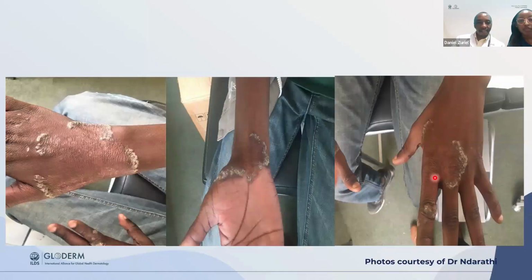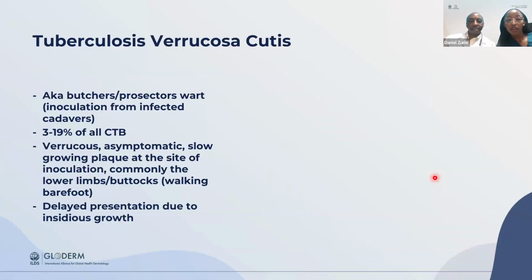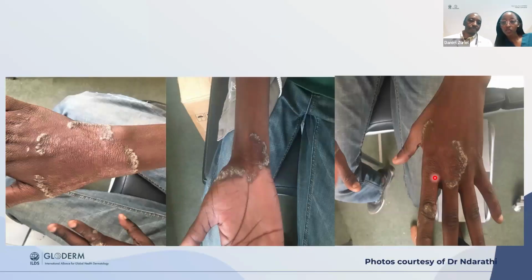Yes, these are other examples of verrucosa. This is a patient that we also saw at our facility. This gentleman had presented with plaques on the dorsum of the bilateral hands and also on the volar aspects of the arm. And you can see they're quite verrucous in appearance. And while tuberculosis verrucosa cutis is not very common, it's one of those very main differentials.